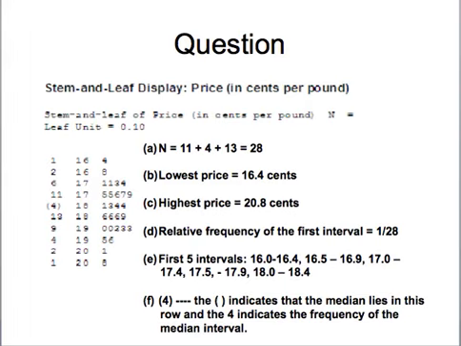Then we have 17.0 to 17.4, and then 17.5 to 17.9. The fifth one will be 18.0 to 18.4. And the sixth, if you were asked, it will be 18.5 to 18.9. Then we'll have 19.0 to 19.4, etc. Right? I'm sure you get the idea. Now the last question asks, what is the 4 with the brackets? What did that indicate? And your answer would be the brackets indicate that the median lies in this row, and the 4 indicates the frequency of the median row.